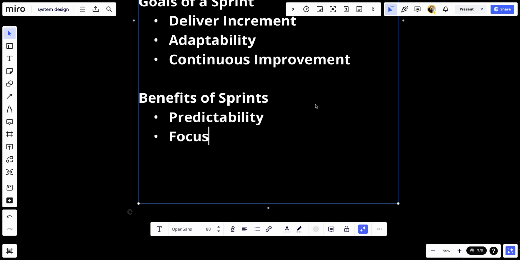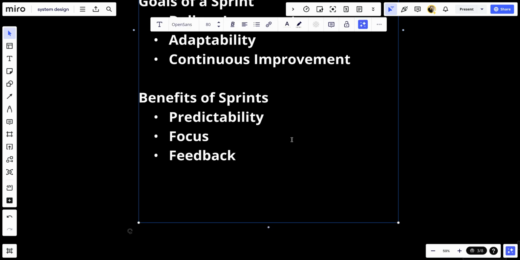Number two, focus. Sprints provide a clear time frame for the team to focus on specific tasks and goals without interruption. Number three, feedback. Frequent reviews and adaptations based on stakeholders' feedback ensure the product is developed in alignment with user needs.